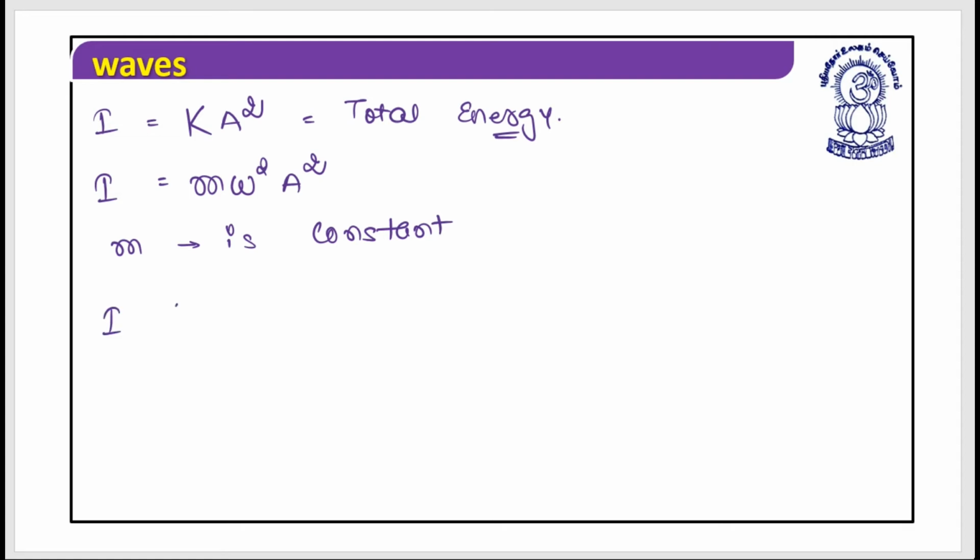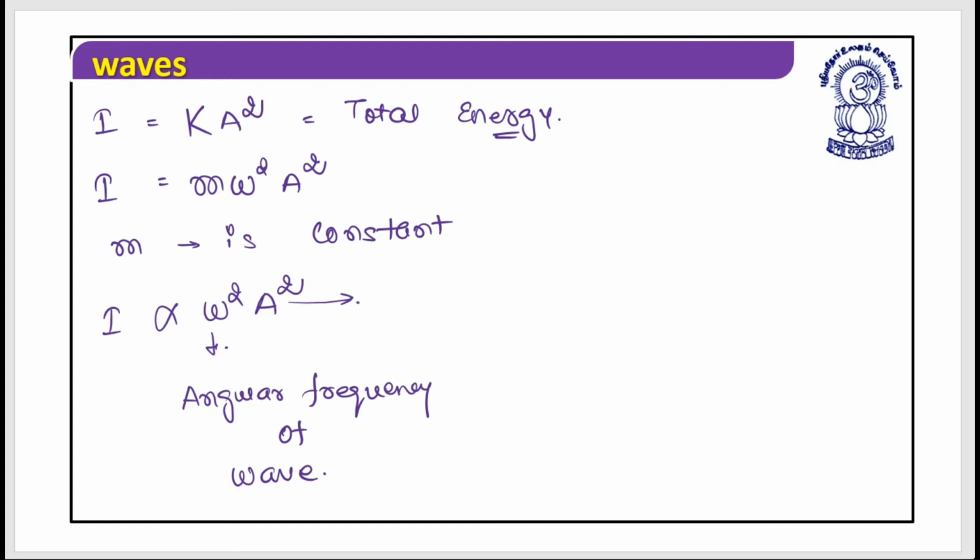So I can write that I is directly proportional to omega square into A square, where omega is the angular frequency of the wave and A is the amplitude of the wave. So omega is the angular frequency and A is the amplitude of the wave. I hope this is clear. Do you have any doubts?